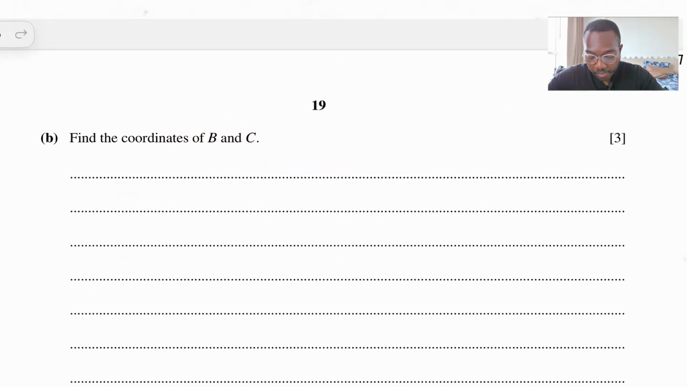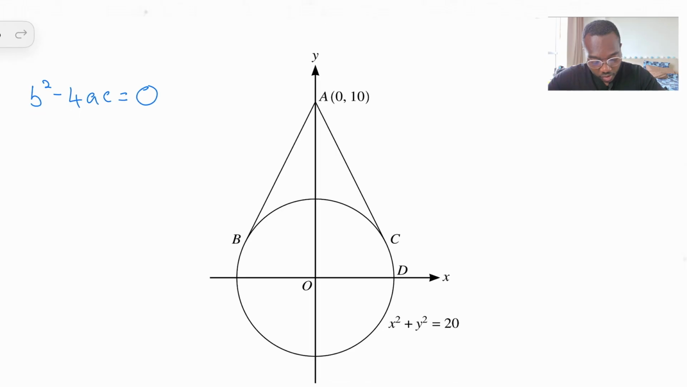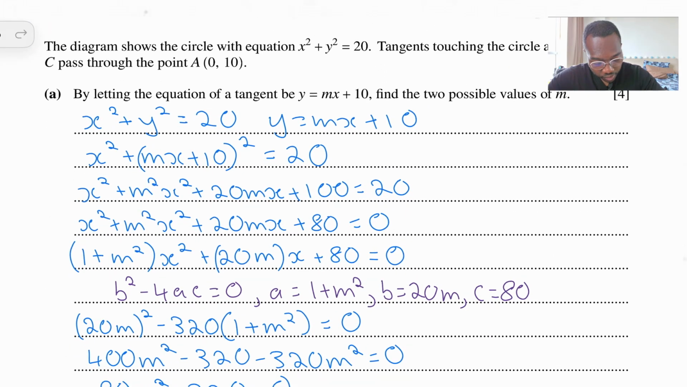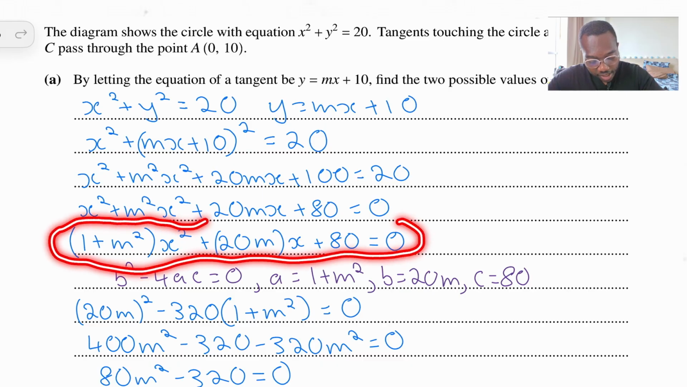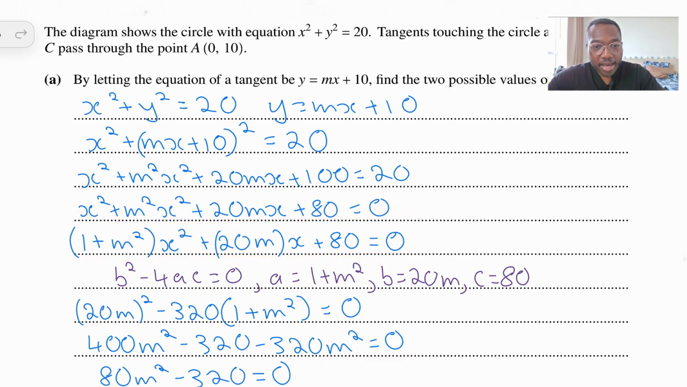So now for part B, we need to find the coordinates of B and C. So we just look at this here, the coordinates for B and C, okay? So how can we work out the coordinates of B and C? Well, remember in the previous question, we worked out this over here, okay? And now because we know what our m values are, we can just plug in our m values. So we can plug in 2 and then also minus 2.